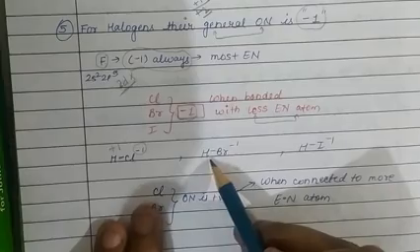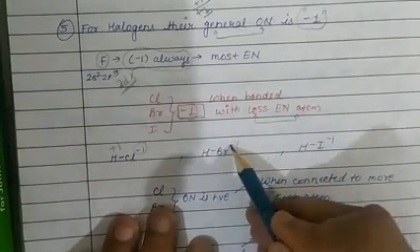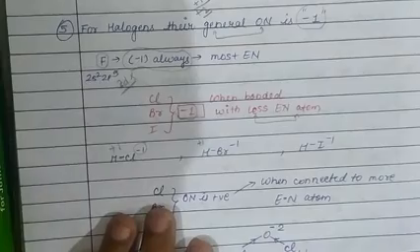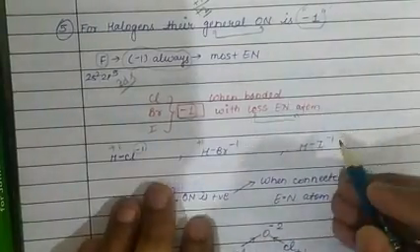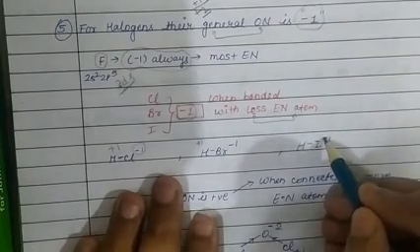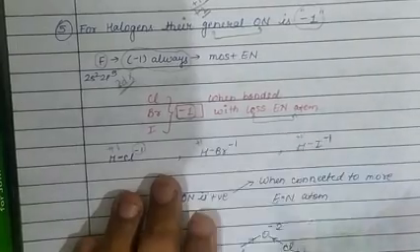In the case of hydrogen and bromine, bromine is more electronegative. Therefore, bromine will get -1 and hydrogen will get +1. See the next case, hydrogen and iodine. Iodine is more electronegative, therefore iodine will get -1 and hydrogen will get +1.